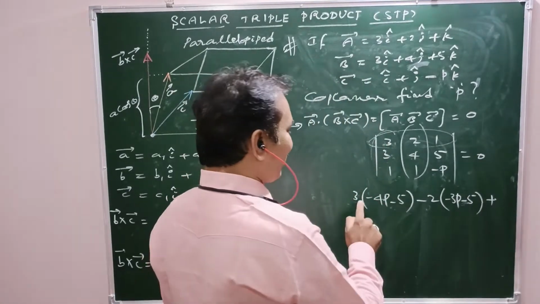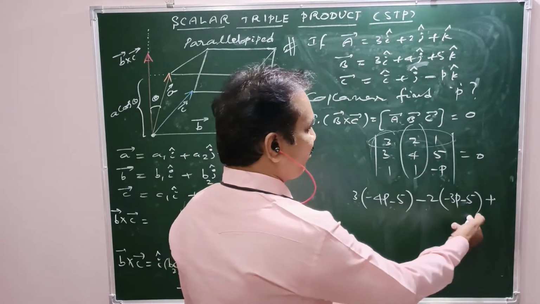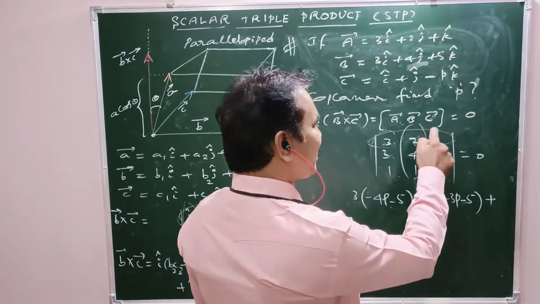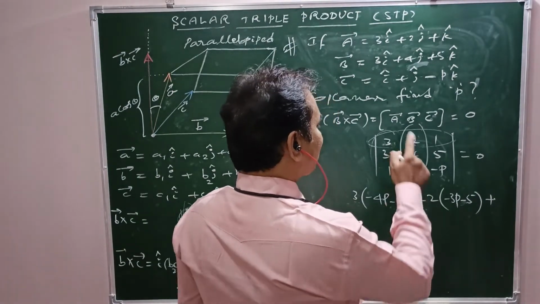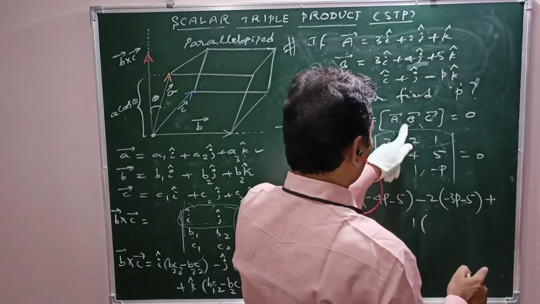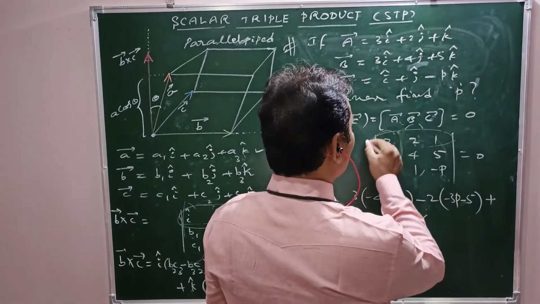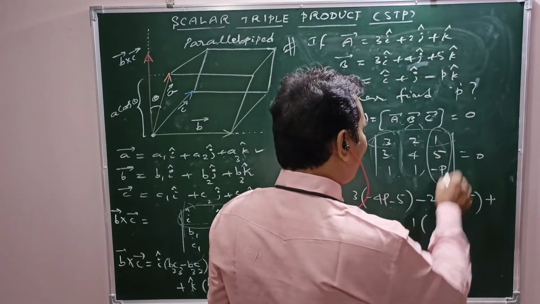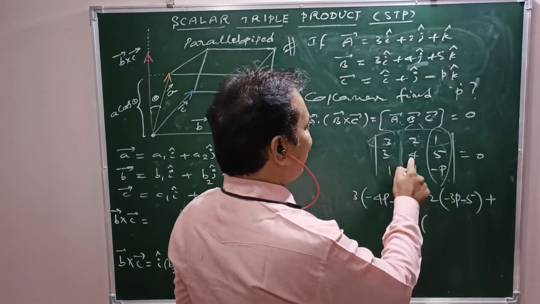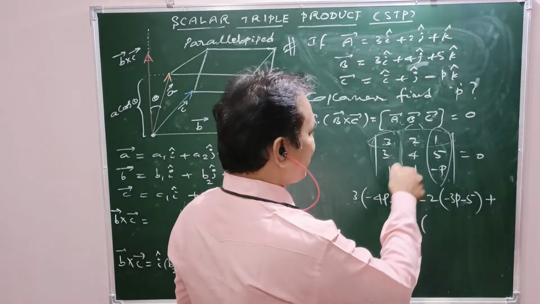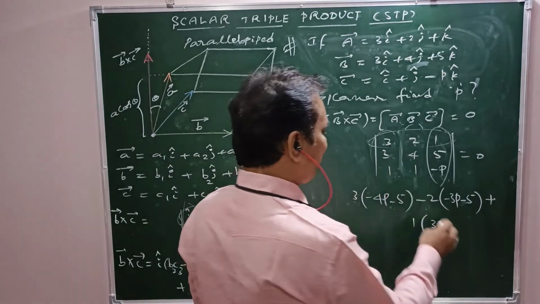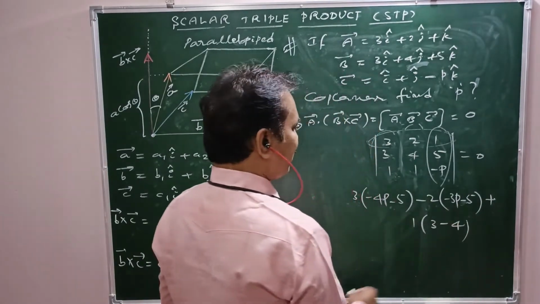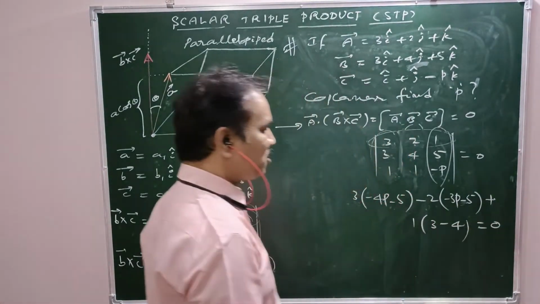Plus K into AD minus BC. What is K here? 1. And plus 1 into: exclude the column and row containing 1. Now we are left with A, B, C, D. AD minus BC: AD means 3 into 1, that is 3, minus BC means 4 into 1, that is 4. That equals 0. Right?